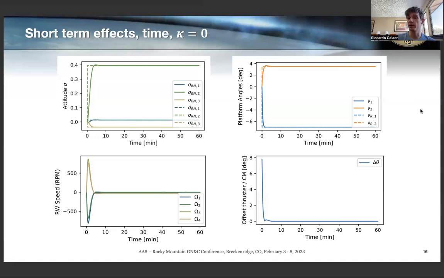Whereas in the plots on the right, we can see that the platform angles are tracking the references computed by the platform reference generation module that I just described. And we can see in the bottom right plot that the offset between the thrust direction and the system center of mass goes from an initial misalignment of 8 degrees to 0. That means we are firing through the center of mass.